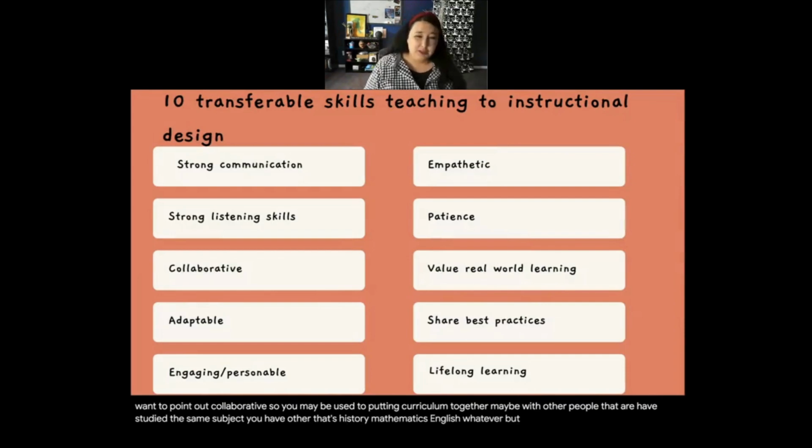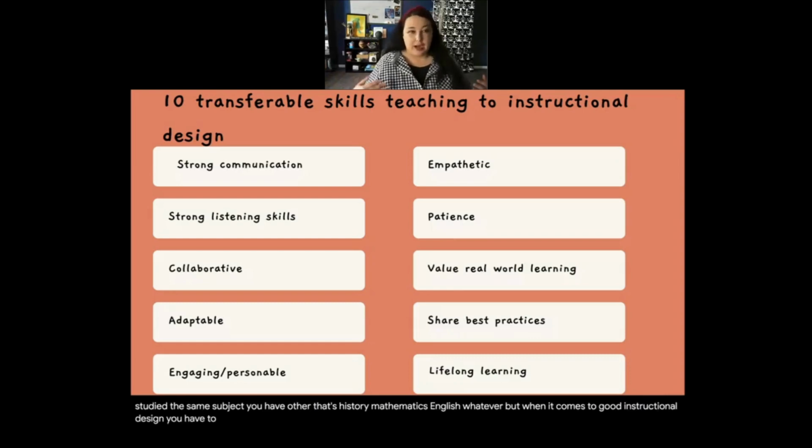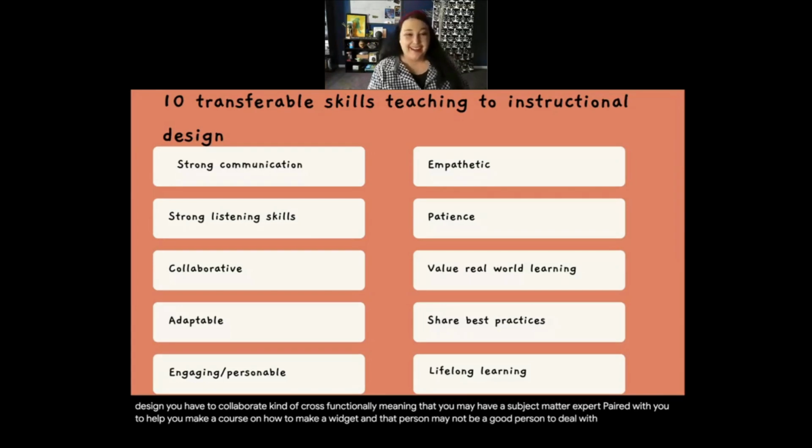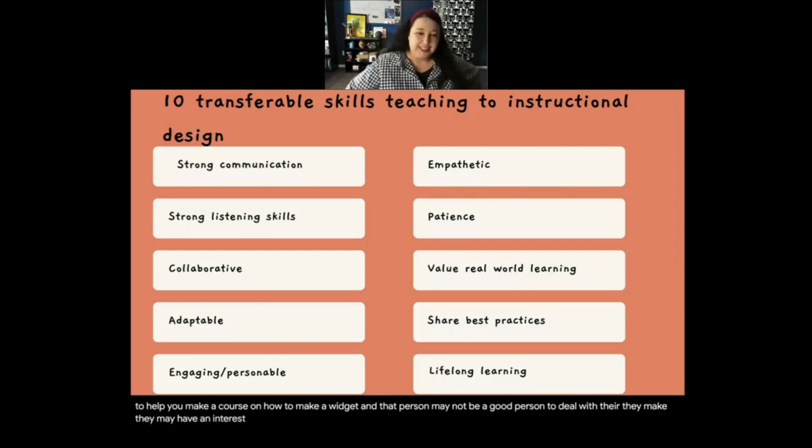But when it comes to good instructional design, you have to collaborate cross-functionally, meaning that you may have a subject matter expert paired with you to help you make a course on how to make a widget. And that person may not be a good person to deal with.